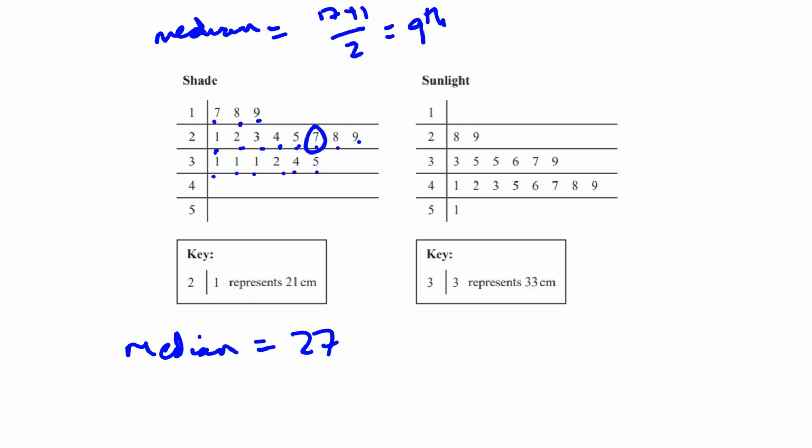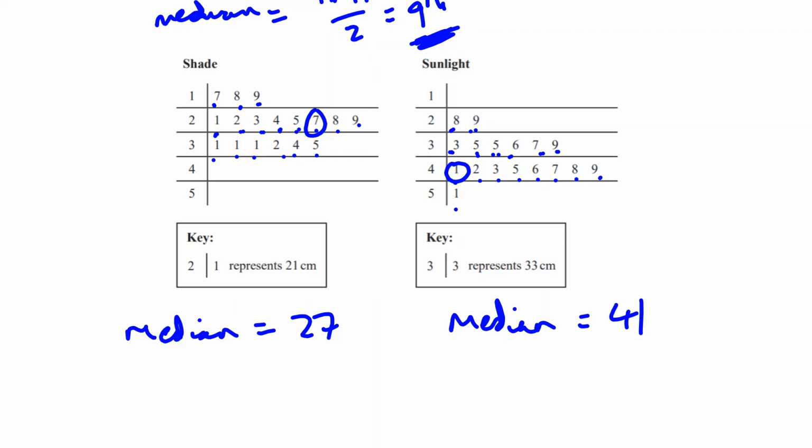For the sunlight, again, we'll check how many values we've got. 1, 2, 3, 4, 5, 6, 7, 8, 9, 10, 11, 12, 13, 14, 15, 16, 17. So 17 again, and again we're looking for the ninth value. 1, 2, 3, 4, 5, 6, 7, 8, 9. So this one there. The median equals 41. If you were doing a question where it said compare, you would say the median of sunlight is bigger than the median of shade. So they have, I don't know, taller plants on average.